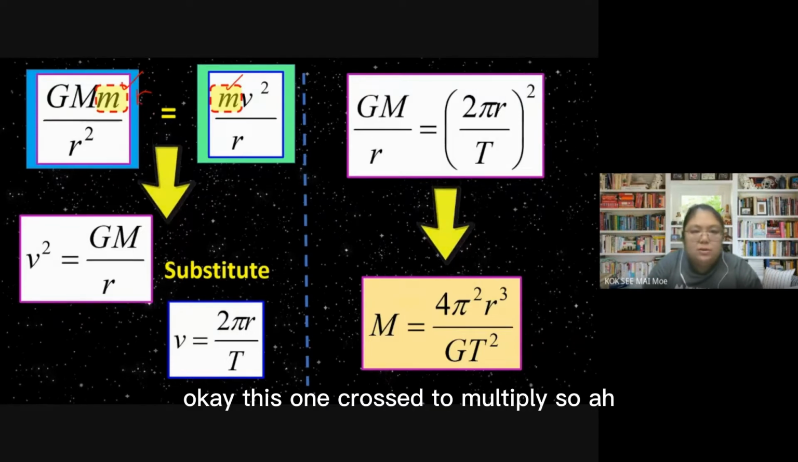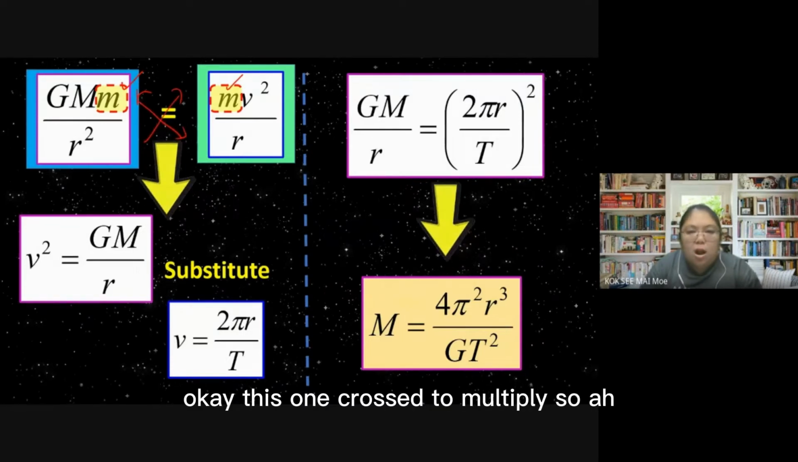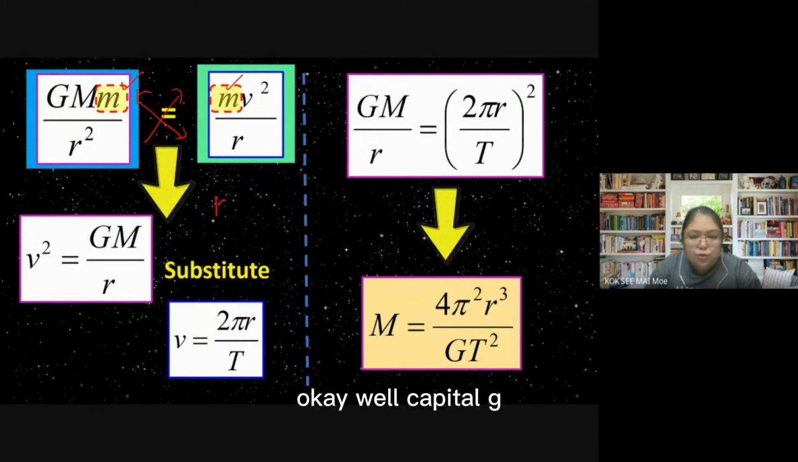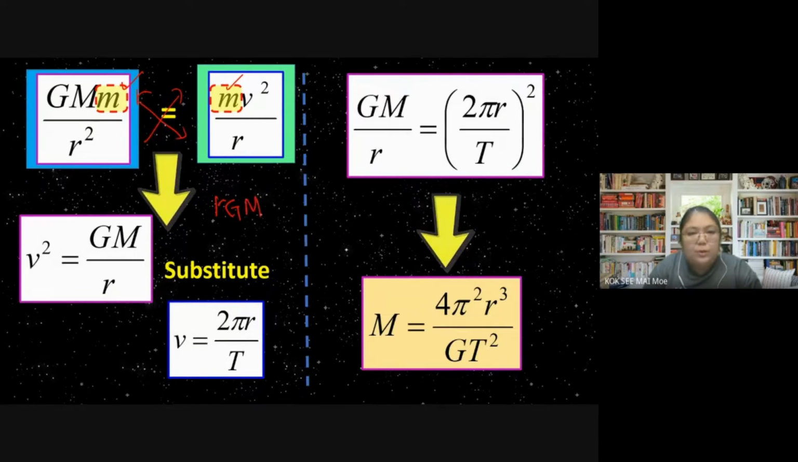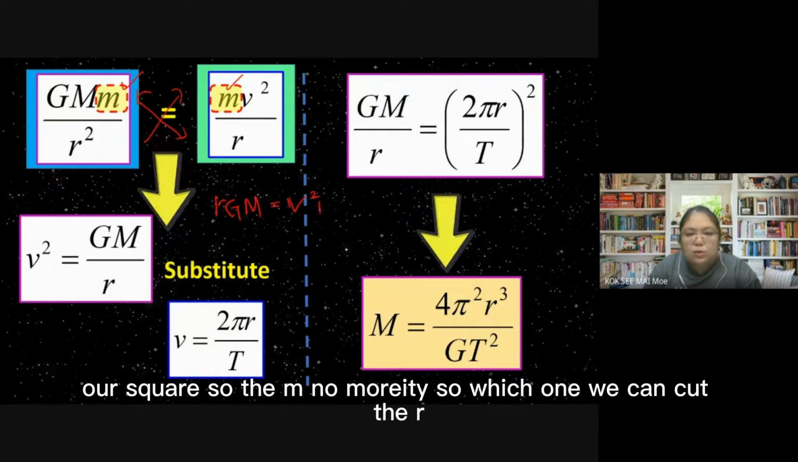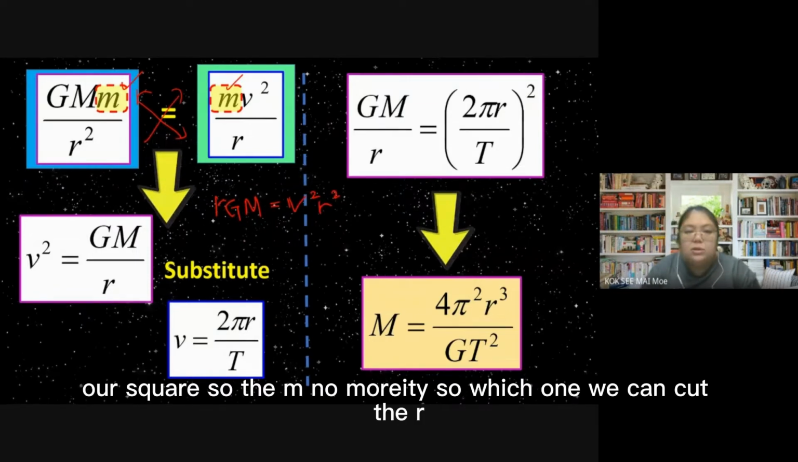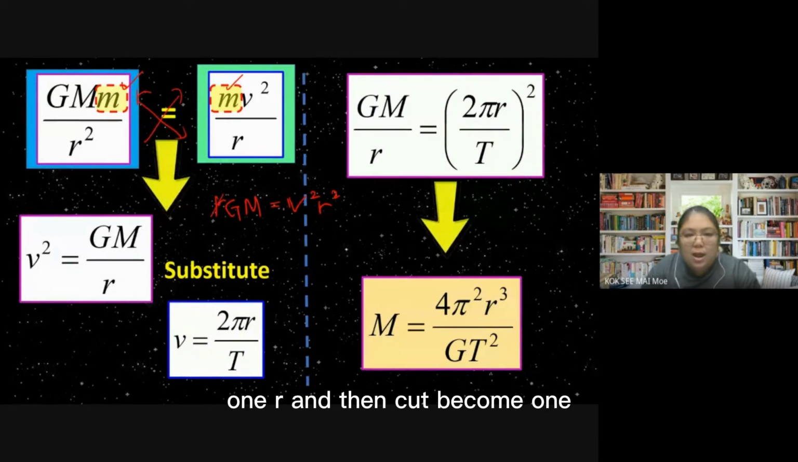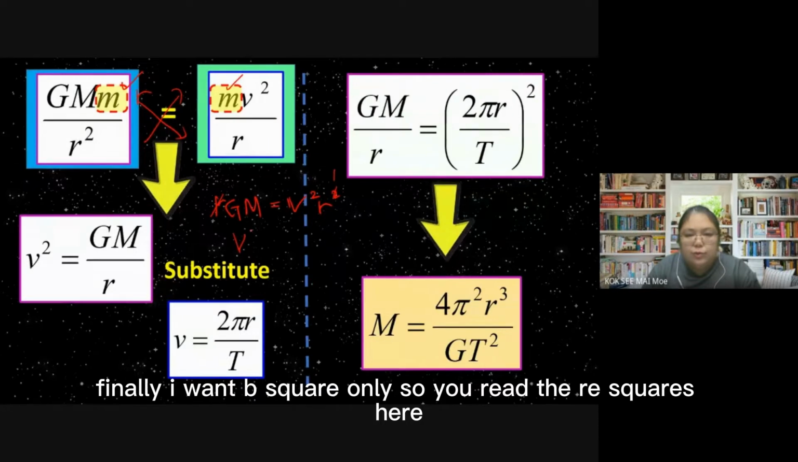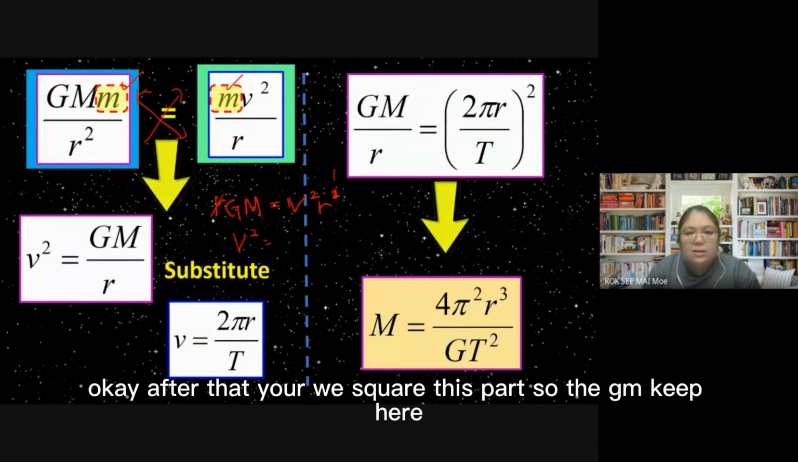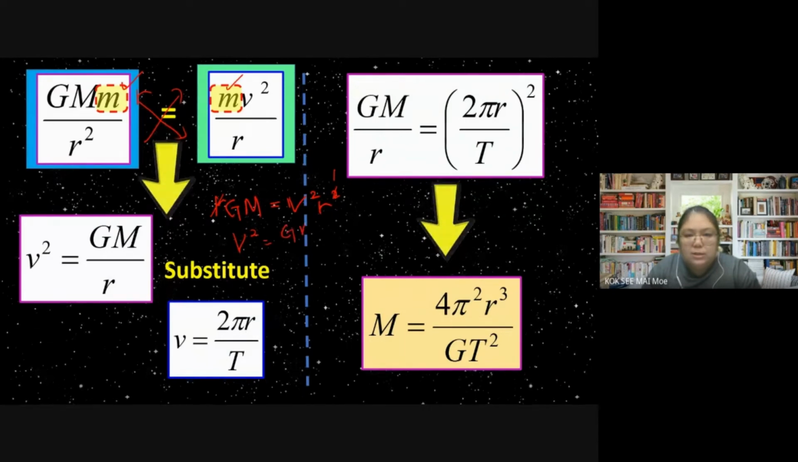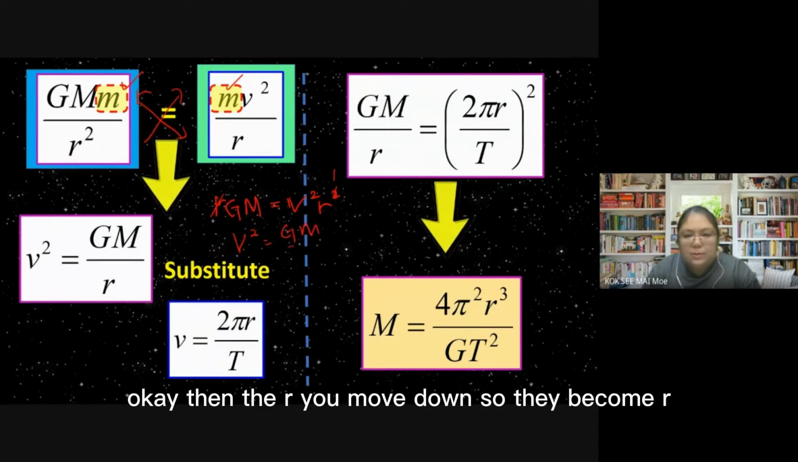This one cross multiply. So R, capital G, then M, equals V squared R squared. So the M is no more, and which one can we cut? The R. One R, and this one cut becomes 1. Finally I want V squared only. So the V squared is here. After that, your V squared is this part. So the GM you keep here, then the R you move down, so it becomes R.